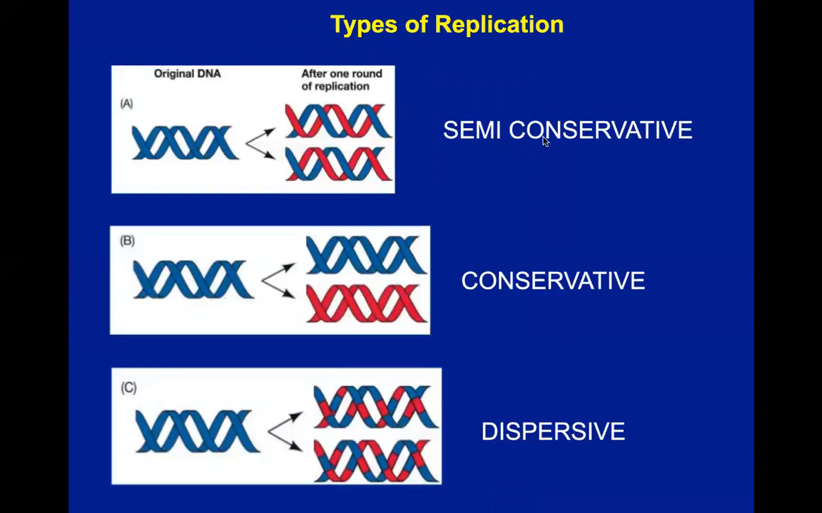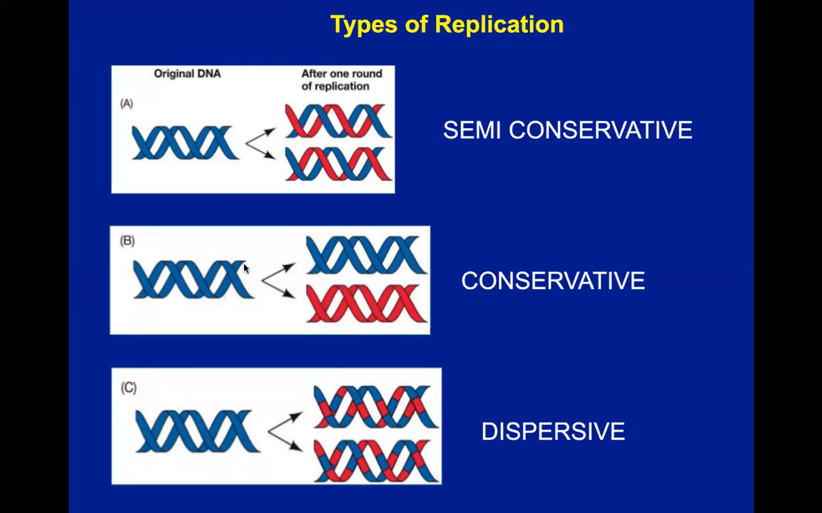So what do you mean by semi-conservative? Here you have the parental DNA strands, a double-stranded helix. One of the parental DNA strands and one of the newly synthesized daughter DNA strands form a duplex. This is semi-conservative because one of the parental strands is conserved in the newly formed daughter DNA. So it is semi-conservative.